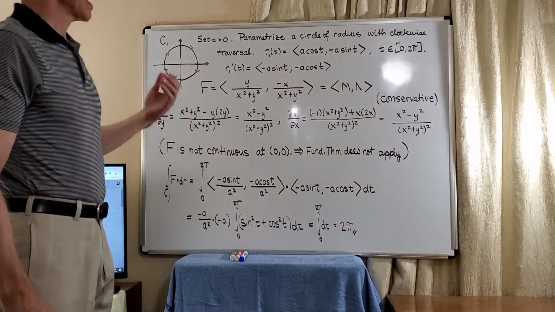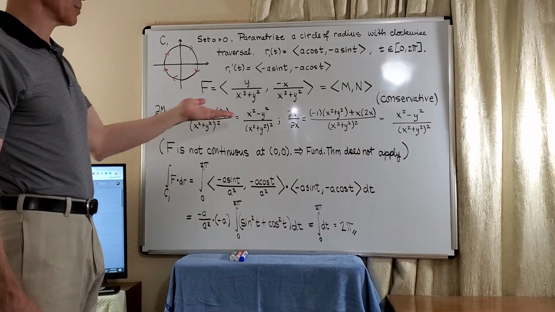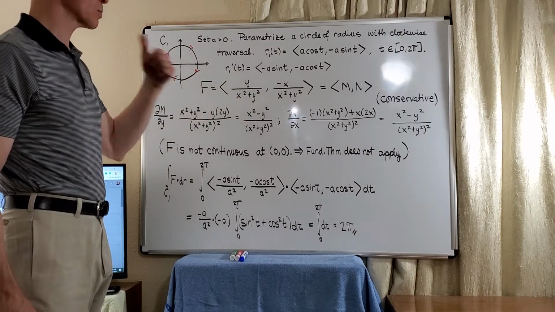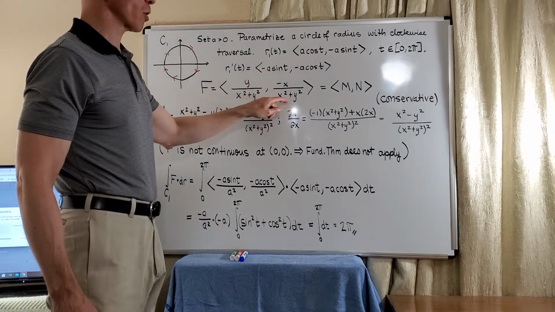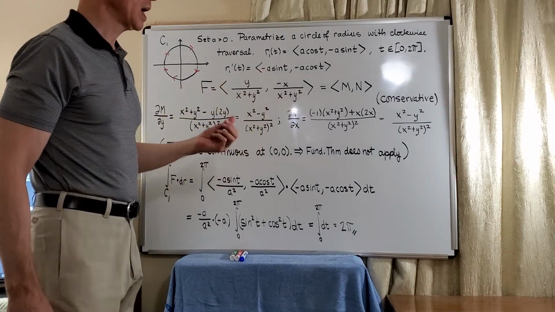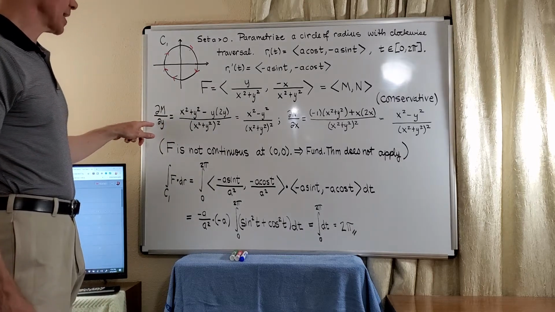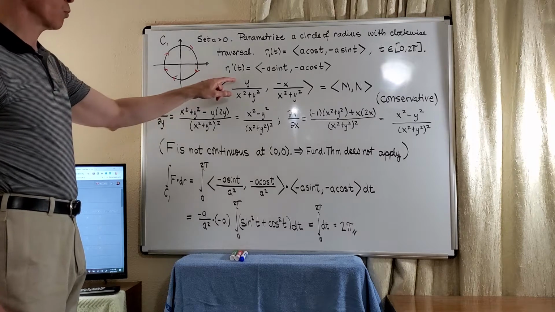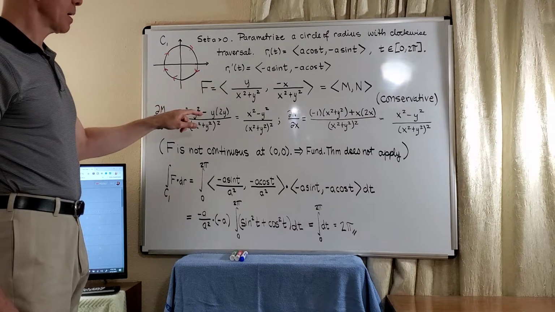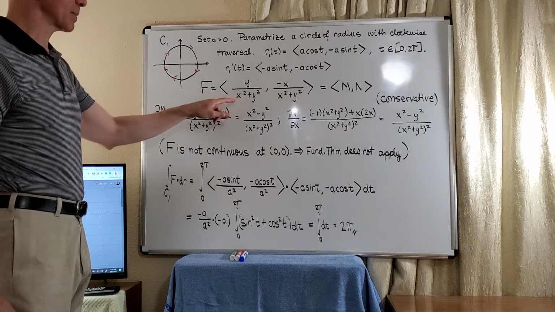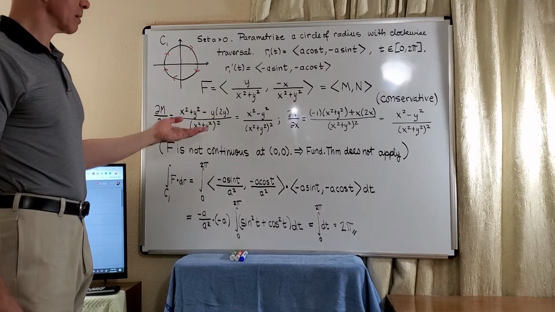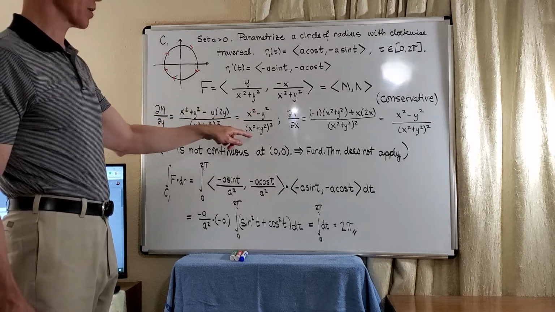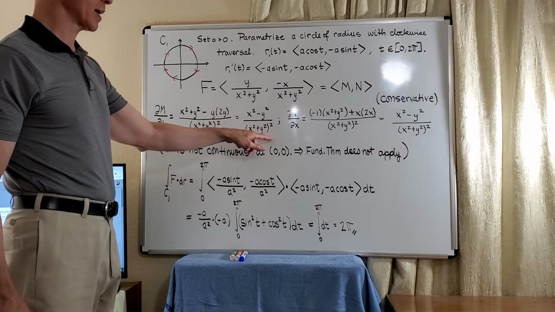Now, as you've noticed here, it looks like I've shown that this particular vector field f, that is y over x squared plus y squared, comma, negative x over x squared plus y squared, is actually conservative. So let's just look at that. That is, we take the partial of m with respect to y using the quotient rule. So we get 1 times x squared plus y squared minus y times the derivative of the denominator, which is 2y. And then of course we square the denominator. So we end up with x squared minus y squared divided by x squared plus y squared quantity squared.